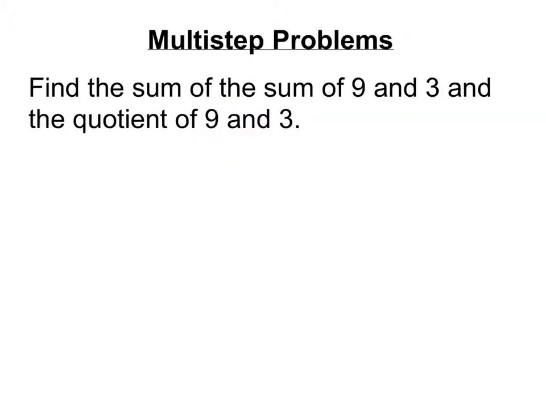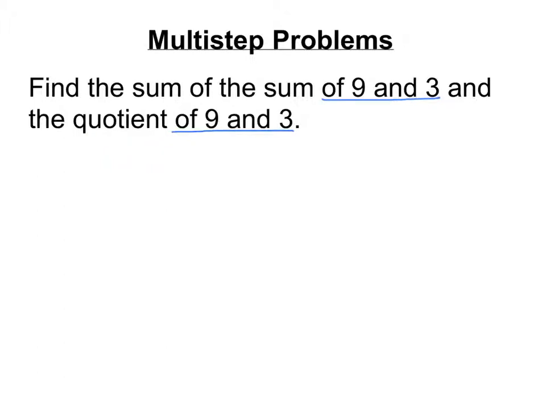This skill can be a little tricky, so we're going to go ahead and do a second example. So here, I want to find the sum of 9 and 3. So right there, that's a prepositional phrase. I'm going to chop him out. And the quotient of, well, of is a preposition, so I'm going to get rid of that as well. So if we reread this, now it's find the sum of the sum and the quotient.